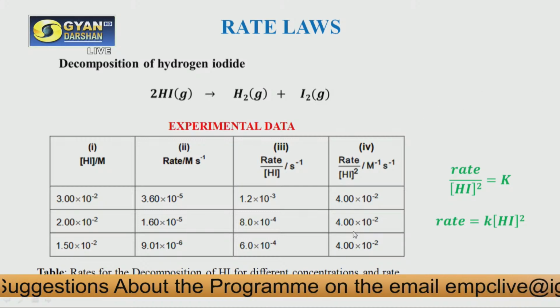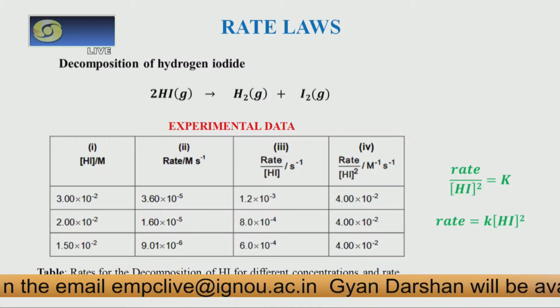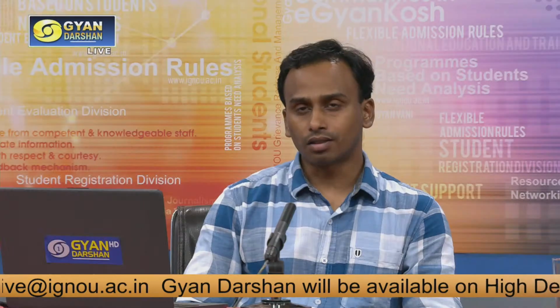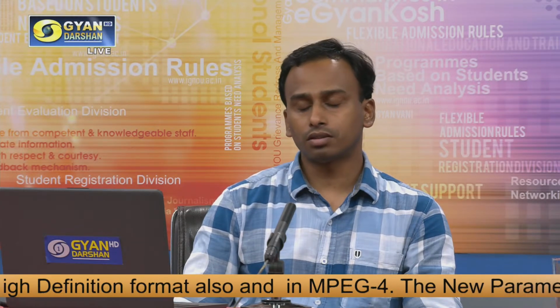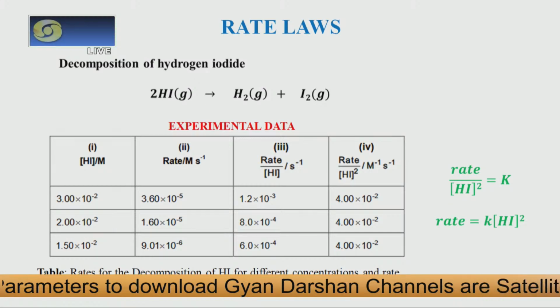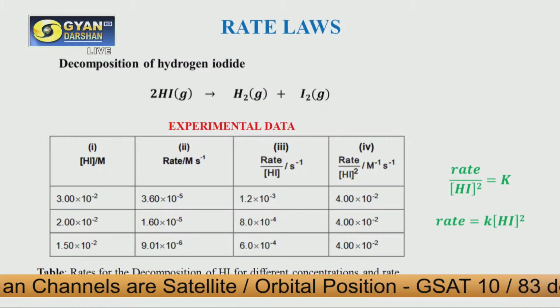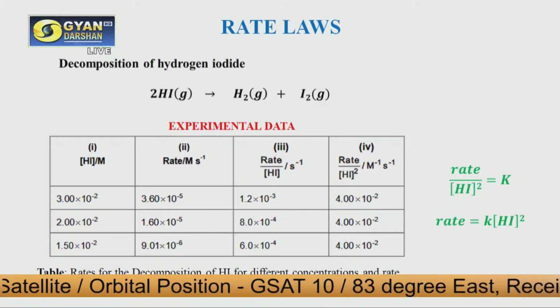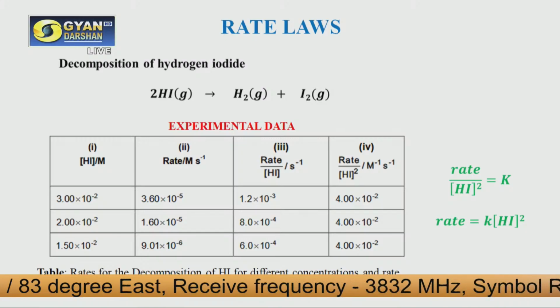Meaning, in the earlier case, the rate divided by the concentration of nitrogen pentoxide gave the constant value, but here the rate divided by the second power of the concentration of hydrogen iodide gives the constant value. Simply, the rate law can be written as rate is equal to a constant times [HI] squared. So from these two data we can say that the rate law is not the same for all cases. It varies from reaction to reaction.